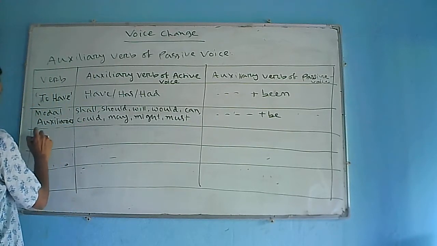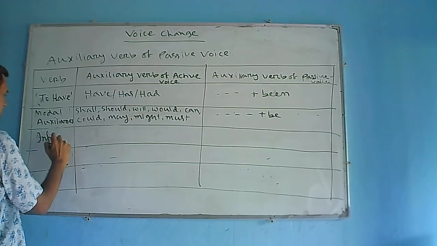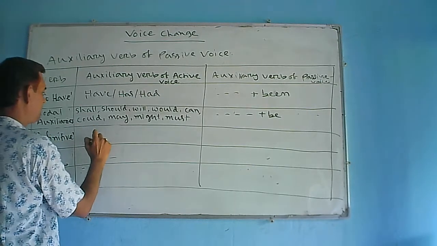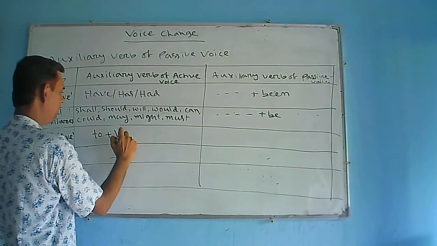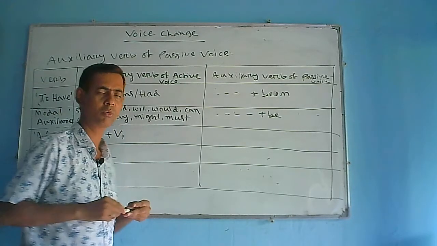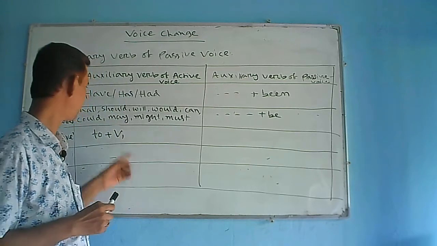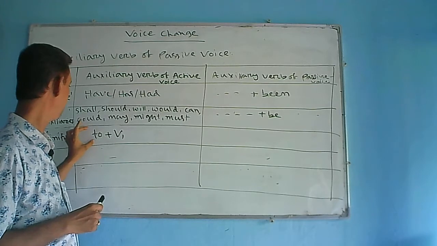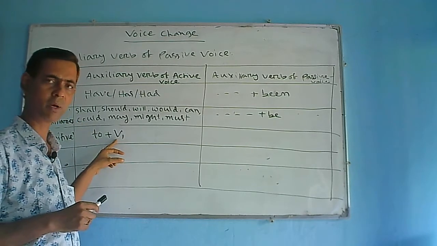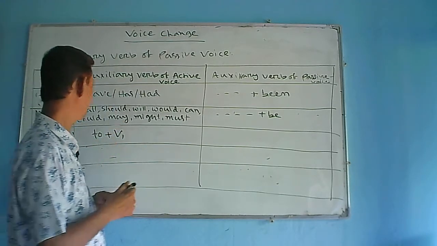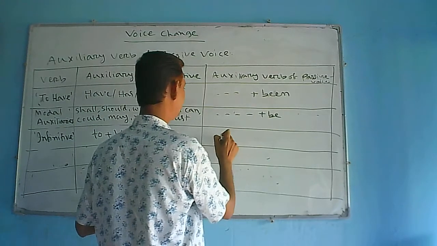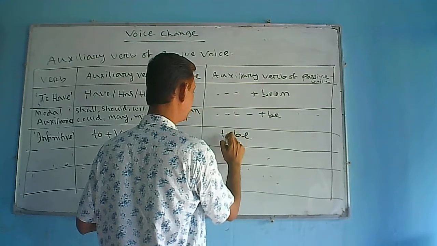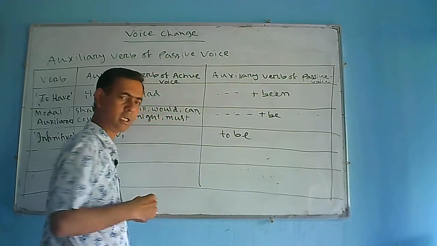Then the infinitive verb. Infinitive means to plus V1, the first form of verb. To plus the first form of verb is called infinitive verb. So if they remain to plus first form of verb in an active voice, here in the passive voice it will be to be. Okay, understand everybody?